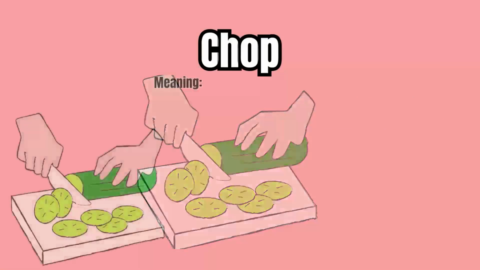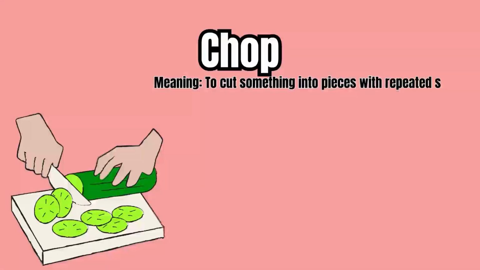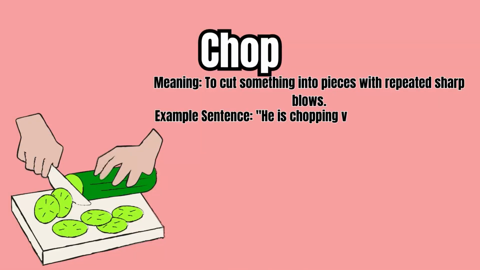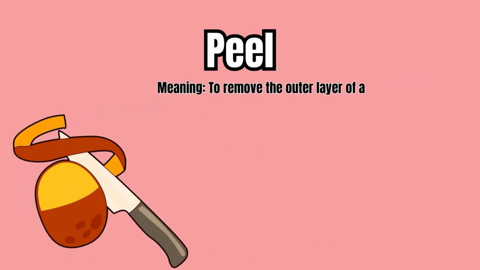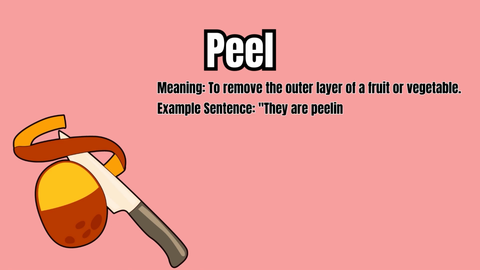Chop, meaning to cut something into pieces with repeated sharp blows. Example sentence, he is chopping vegetables for the salad. Peel, meaning to remove the outer layer of a fruit or vegetable. Example sentence, they are peeling potatoes for dinner.